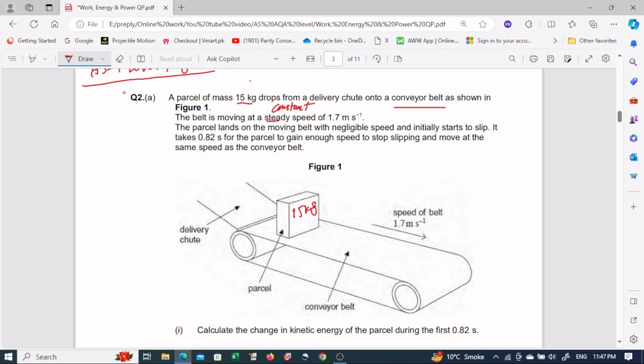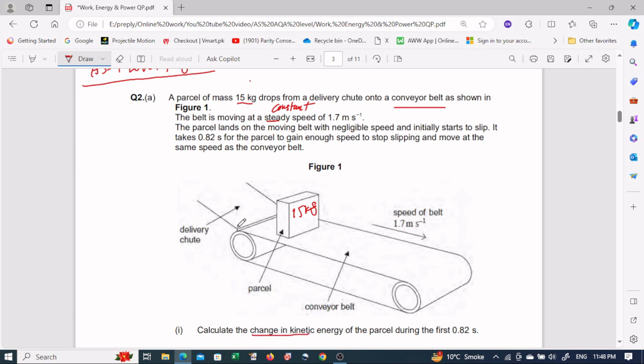constant speed of 1.7. The parcel lands on the moving belt with a negligible speed and initially starts to slip. It takes 0.282 seconds for the parcel to gain enough speed to stop slipping and move at the same speed as the conveyor belt. Meaning after some time, this mass must be moving as the conveyor belt is moving. So both are moving at the same speed after some time. Okay, now we have to find the change in kinetic energy.